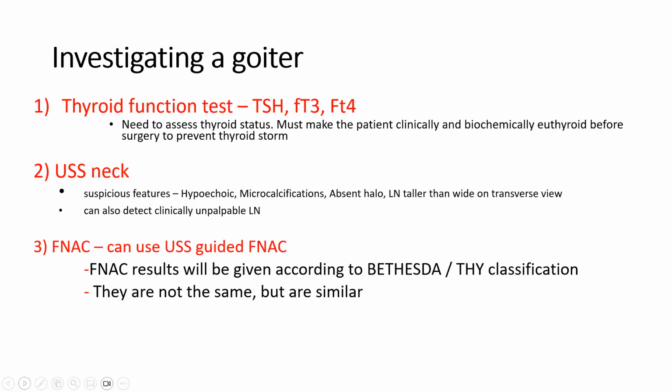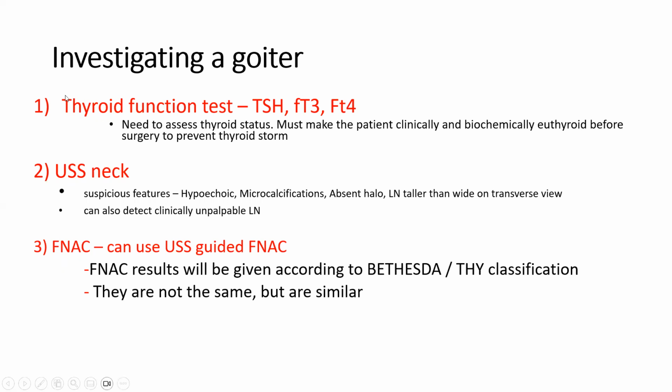Then how do you investigate a goiter? Okay. So these 3, the thyroid function test, ultrasound neck, and the FNAC are the main or the basic 3 investigations that we need to do. These are the minimal investigations we need to do for a goiter.